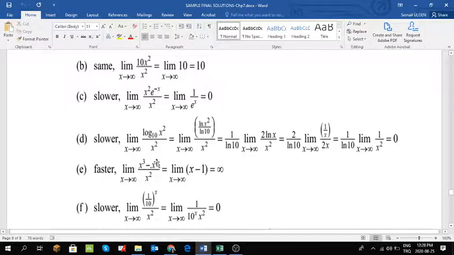Let's compare this and this. See, the degree of this is bigger than this. So if you take the ratio, the limit is going to go to infinity. So it is bigger than 1. So therefore, the top one grows faster than x squared.